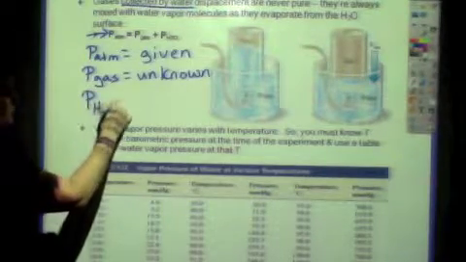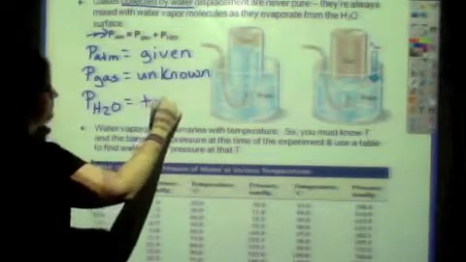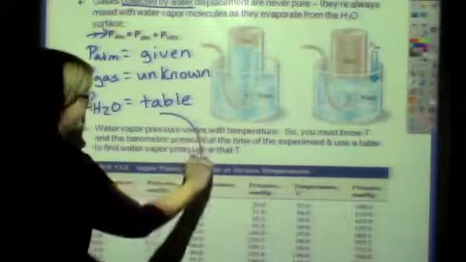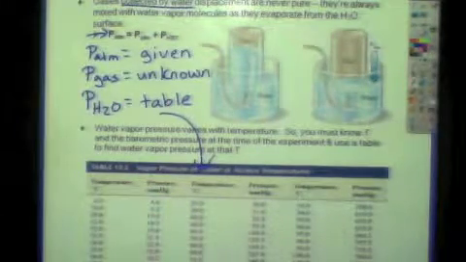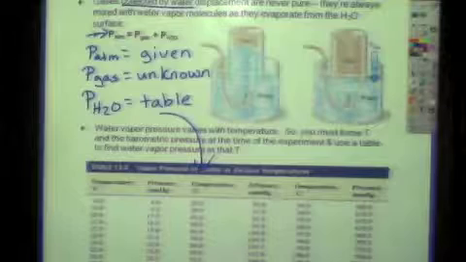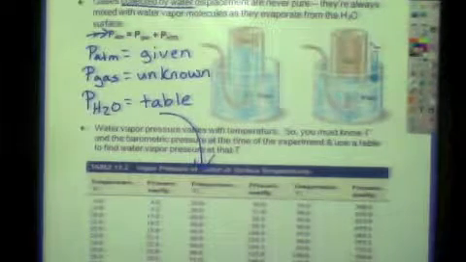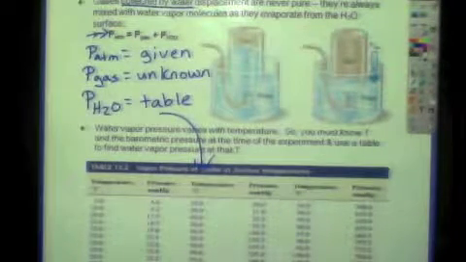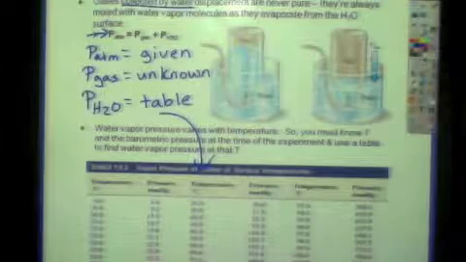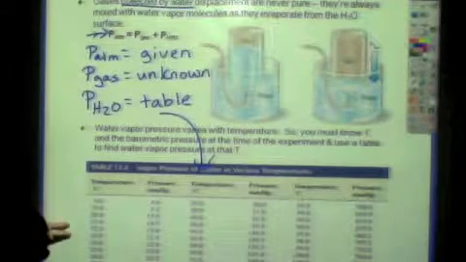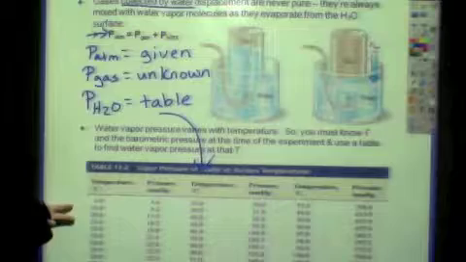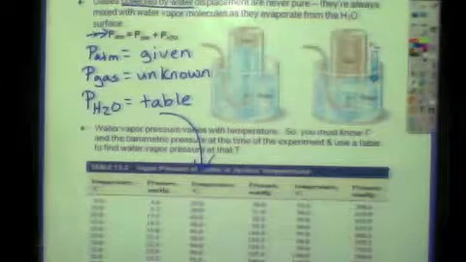PH2O comes from a table that will be provided. You don't have to memorize the table. So for your homework later, or classwork later, you're going to look at the one that's in your notes. On the test, this table will already be on there.